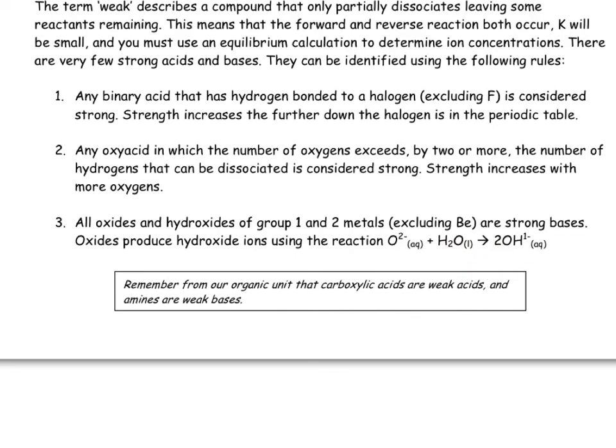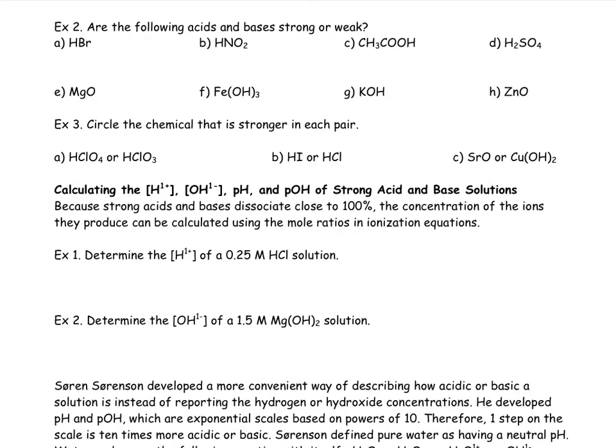And finally, remember from our organic chemistry unit that carboxylic acids, or compounds that end in COOH in their expanded molecular formulas, are considered weak acids, and amines, compounds that have nitrogens, are considered weak bases. Apply the 3 rules we just discussed to answer example 2 and example 3.